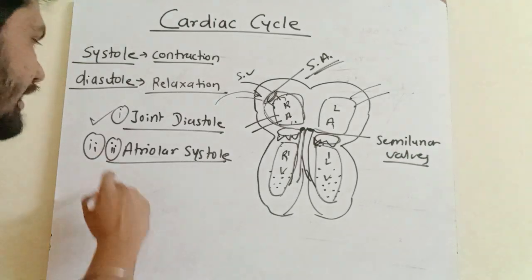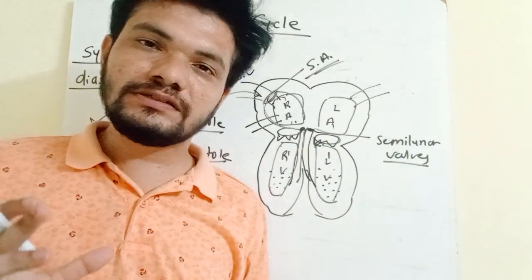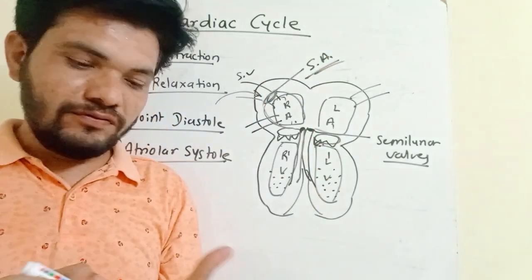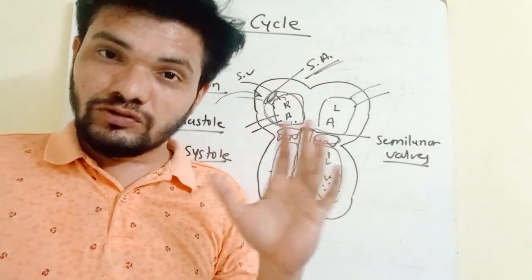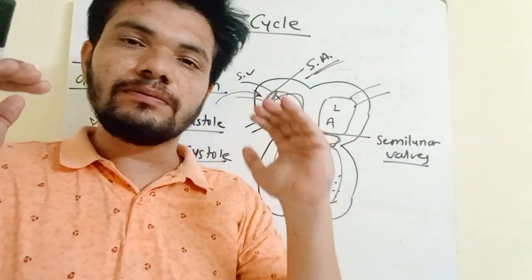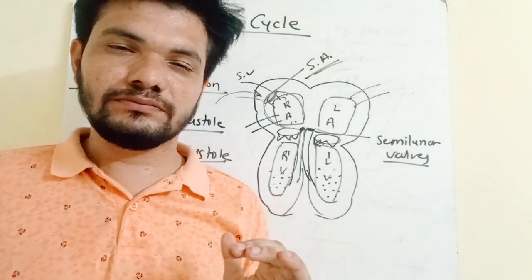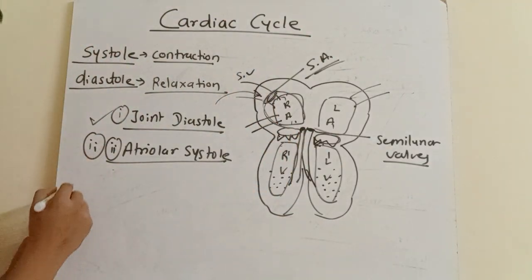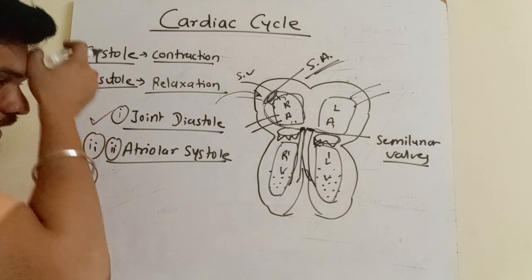So when atriolar systole takes place, both atria will contract and blood will start filling into the ventricle, which was already filling, but it will increase the blood flow by about 30%. So this is the second step. Then in the third step of the cardiac cycle, what will happen?